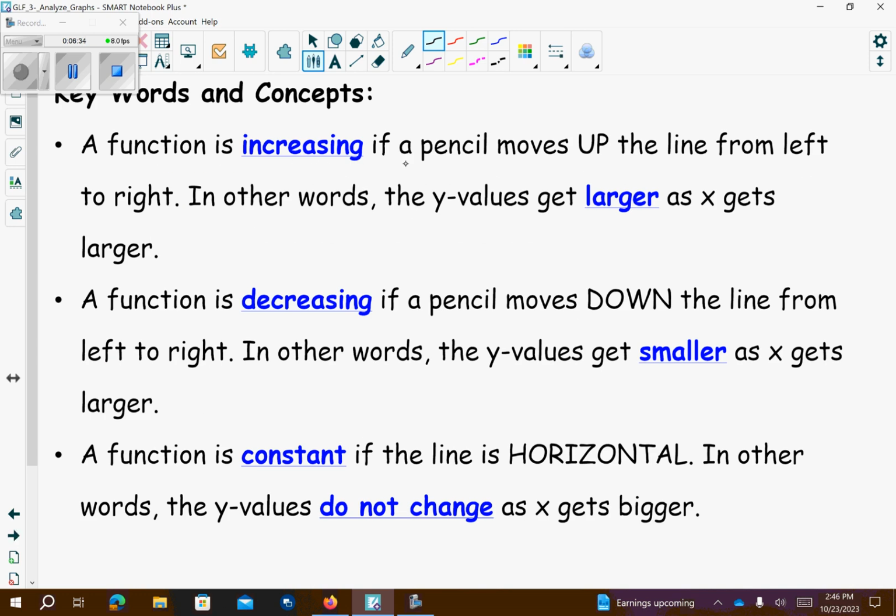A function is increasing if the pencil moves up the line from left to right. In other words, the y values get larger as the x values get larger. Fill in those blanks with larger, increasing and larger. A function is decreasing if a pencil moves down the line from left to right. In other words, the y values get smaller as the x gets larger. A function is constant if the line is horizontal. In other words, the y values do not change as x gets bigger.